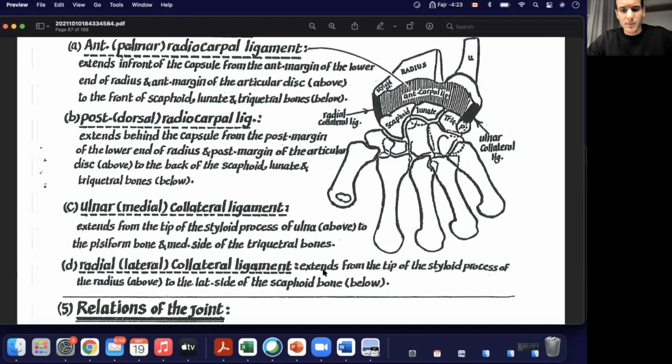The radial collateral ligament extends from the tip of the styloid process of the radius, another styloid process on this side, to the lateral side of the scaphoid bone. The scaphoid is part of the carpal bones, as you all know. It's right here. So it extends from the styloid process of the radius to the scaphoid, and the other one from the styloid process of the ulna to the pisiform. These are the collateral ligaments.